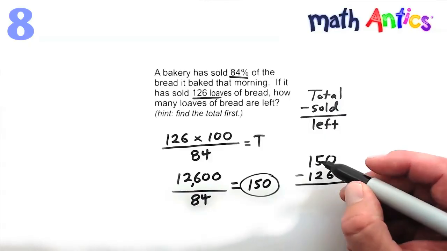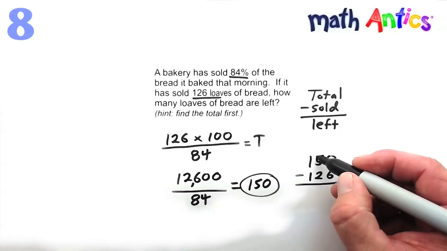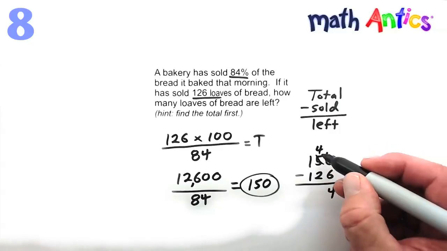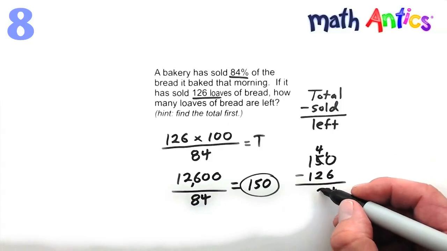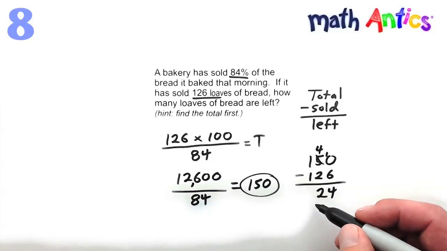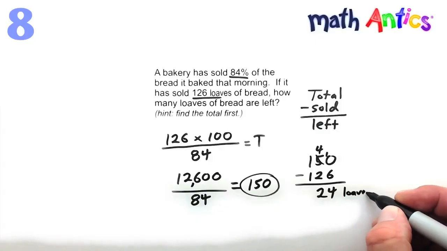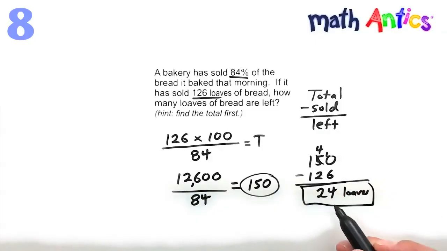Okay, so we'll subtract column by column. 0 minus 6, we need to borrow, so that we have 10 minus 6, that's 4. 4 minus 2 is 2. And 1 minus 1 is 0. So the number of loaves that are left over is 24.